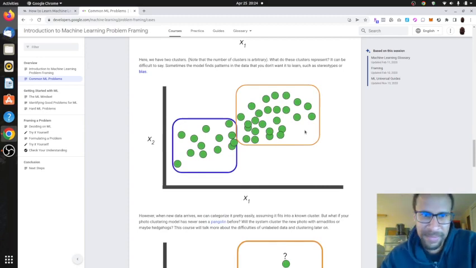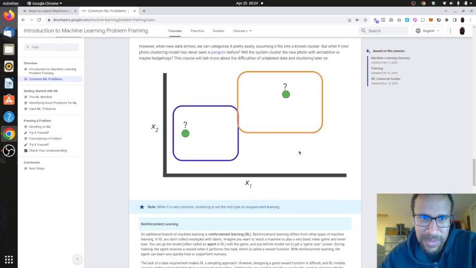Clusters, yes. Here we have two clusters, but they're arbitrary. What do they represent? Sometimes the model finds patterns in data that you don't want to learn, such as stereotypes or bias. They aren't useful, so what do we do?